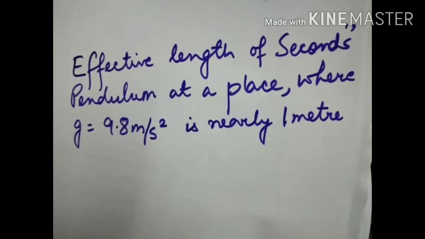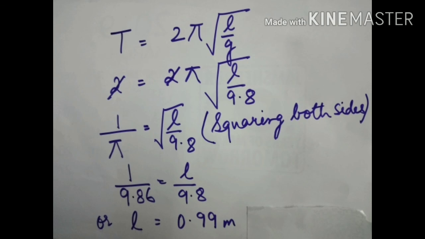The effective length of a seconds pendulum at a place where g is equal to 9.8 meter per second square is nearly 1 meter. This is how we can find out the effective length of a seconds pendulum, which is approximately equal to 1 meter. This is the end of the chapter Measurement and Experimentation.